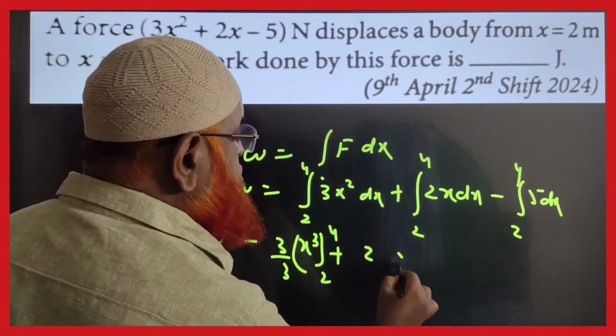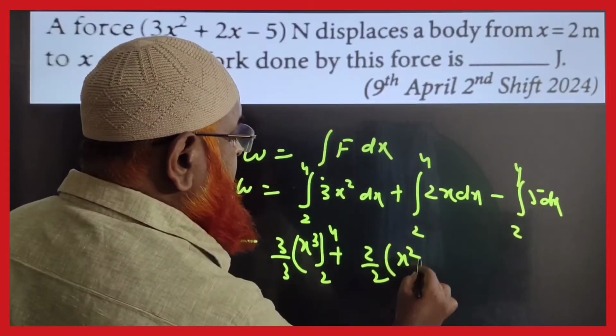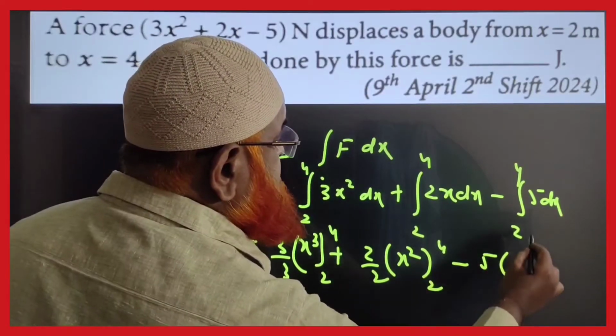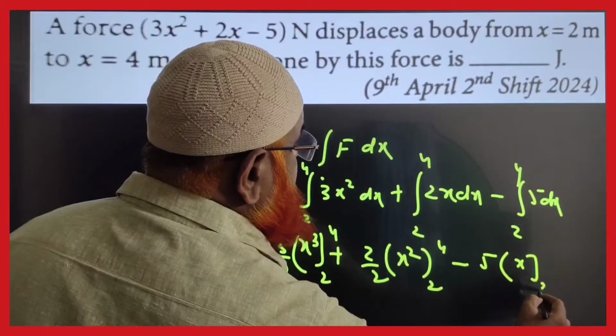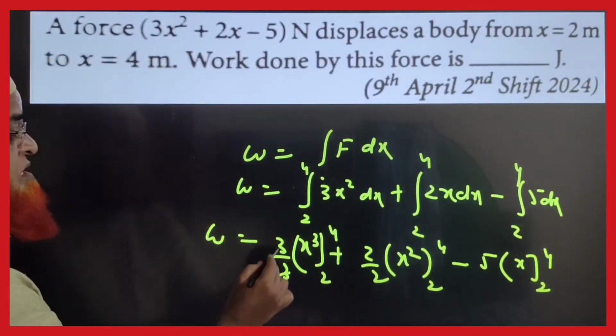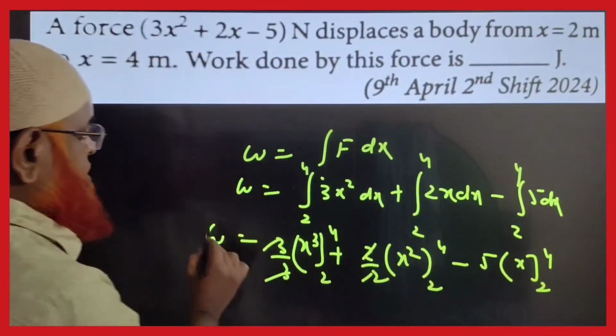And this is going to be 2 into x square by 2, and limits are from 2 to 4, and this is minus 5x, x limits are from 2 to 4. Okay. So here 3 gets cancelled, 2 gets cancelled. And let us see what we're going to get here.